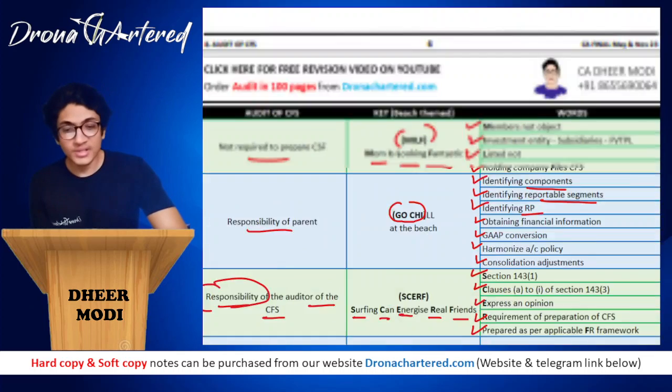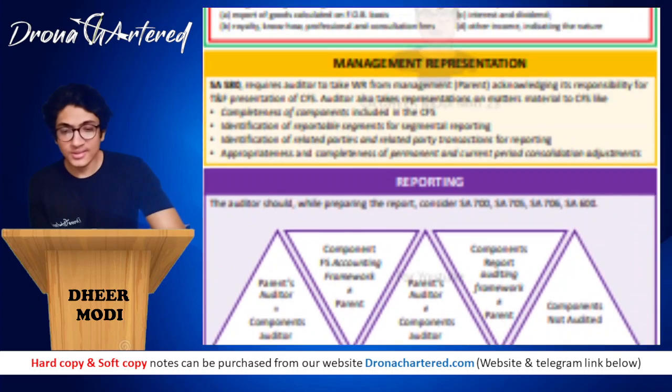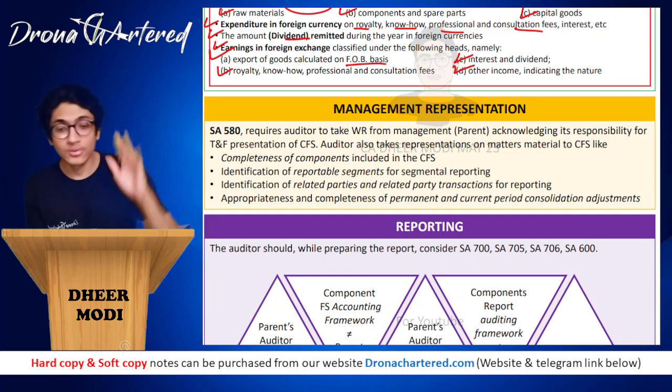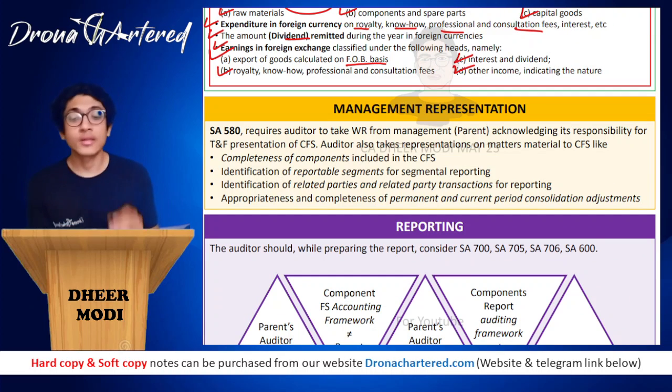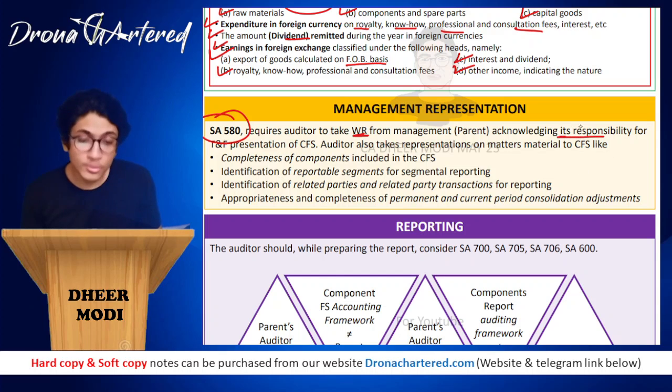Okay, now we are finishing this chapter, so don't worry. Just the last part, then you can do whatever you are doing. That is your management representation. SA 580 requires the auditor to take written representation from management. That is the parent's management, acknowledging its responsibility. The parent should understand, the parent should acknowledge, they should accept that yes, it is my responsibility for the true and fair presentation of CFS.